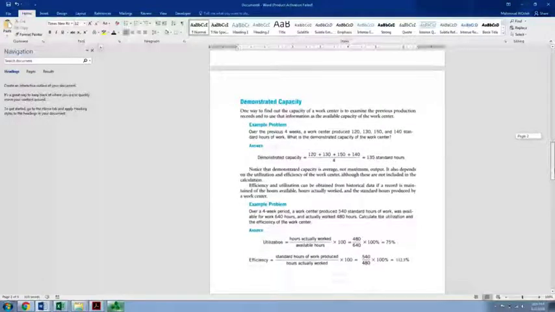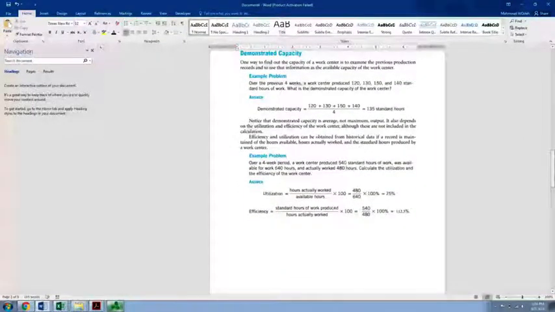Okay, the next concept is the demonstrated capacity, and we talked about demonstrated capacity as based on historical data.